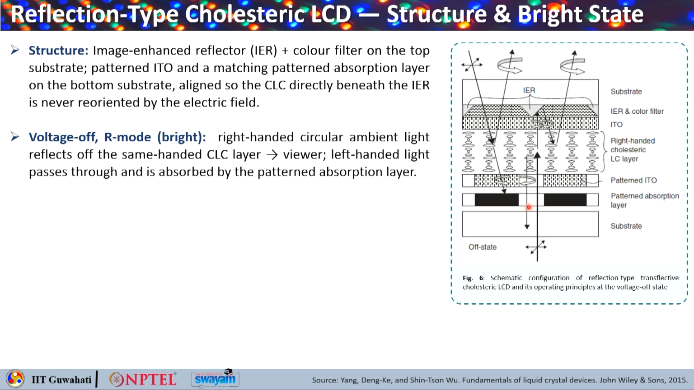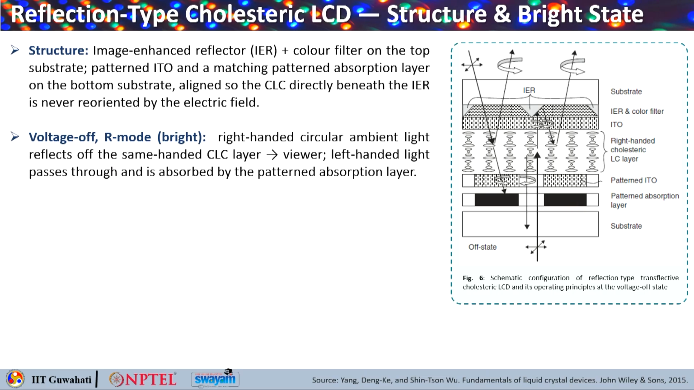Now because the ITO is absent right where the absorption layer is placed, the electric field never reaches the CLC directly. So this is where the ITO is and this is where the absorbers are. The ITO is basically present right where the absorption layer is placed. So the electric field will be like this, but the absorber is slightly away, so the electric field never reaches the CLC directly below the IR.